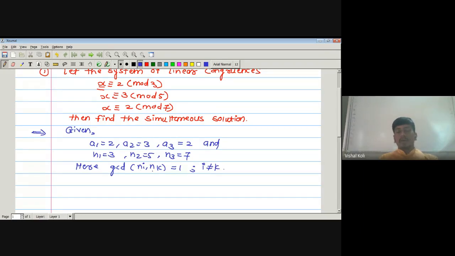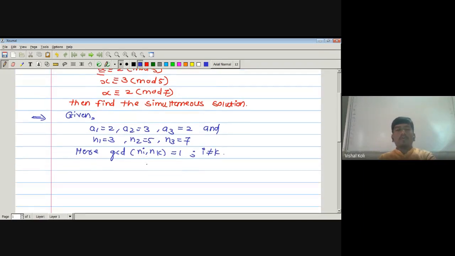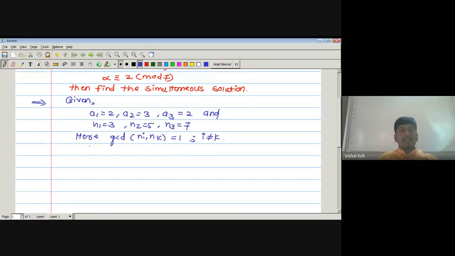Now we have to find the value of small n. In our Chinese remainder theorem, n is n1 into n2 into up to nr. According to this, here n is 3 into 5 into 7, which is equal to 3 into 5, 15, 15 into 7, 105. Therefore n is 105, which implies the value of small n is 105.